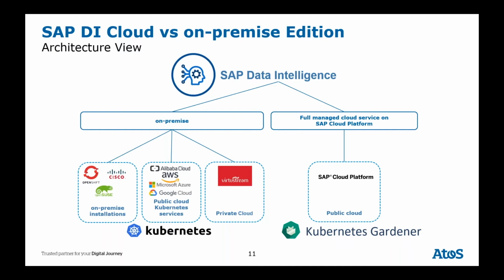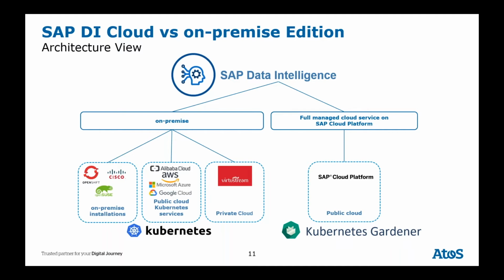Then comes the other option of on-premise installation. With the on-premise installation, we have options of doing this on OpenShift, OpenSUSE, and Cisco. This depends on your needs. If you don't want to move out of your client network, you can do this with the on-premise installation.